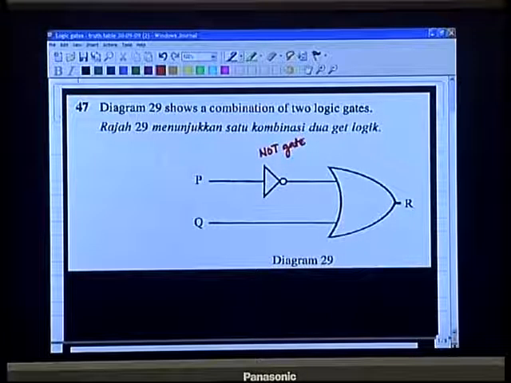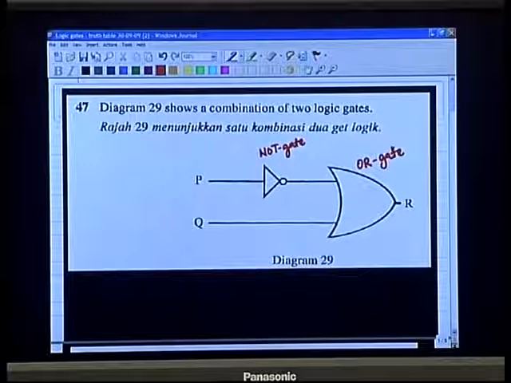Now, what about this big one? Next, just before R. This is the OR gate. Now, you can put a hyphen, it doesn't matter. OR gate. Always remember to write down in block letters; NOT is also in block letters, and OR is also in block letters. So, this is the OR gate.